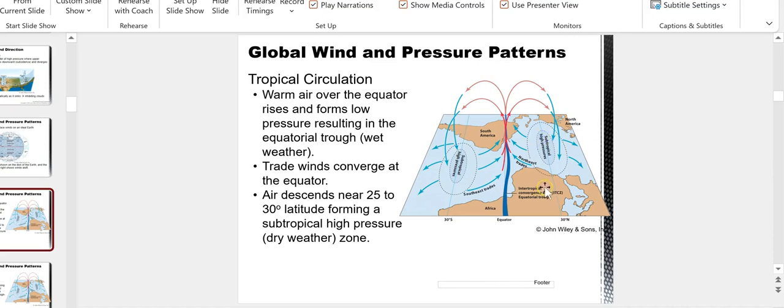Where do you see this subtropical high? Right in front of the Sahara Desert. There's another one over here right in front of North America, and it's the reason why we have the Mojave Desert, the Chihuahuan Desert, the Sonoran Desert. Did I forget a desert? I can't remember.